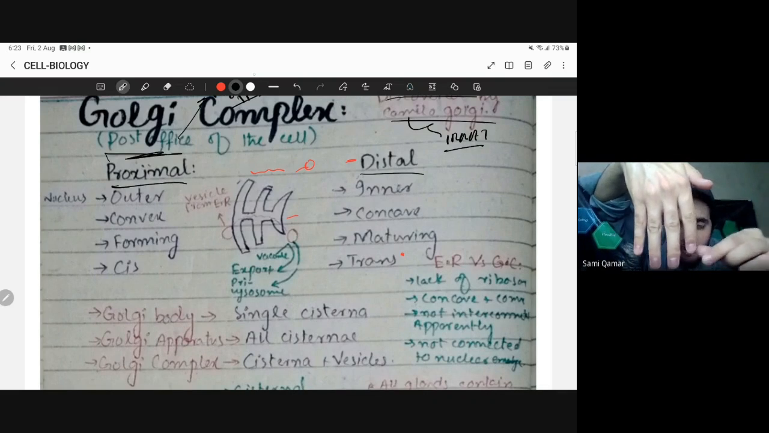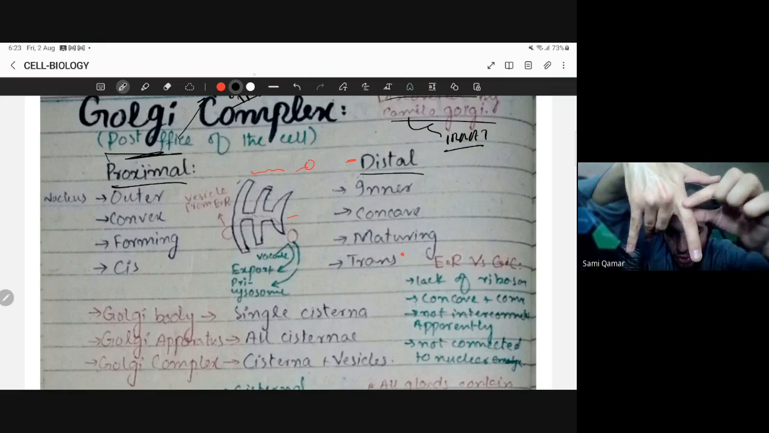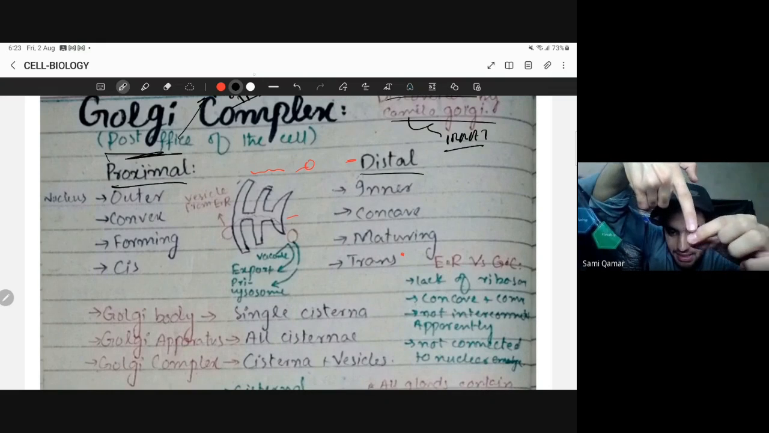These are my fingers. So this is the proximal region of my finger, and this is the distal.